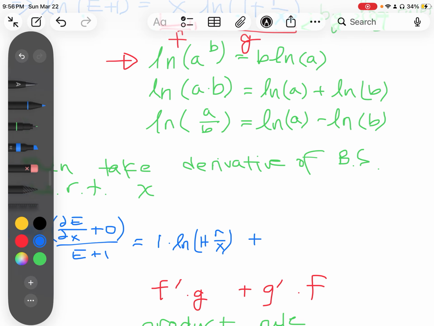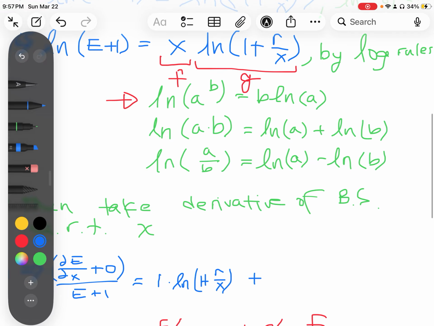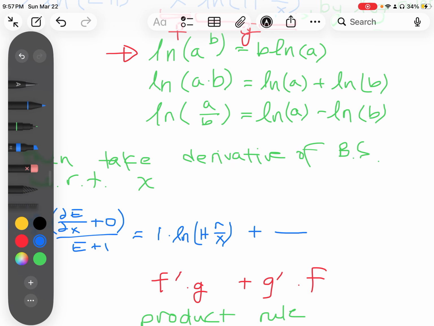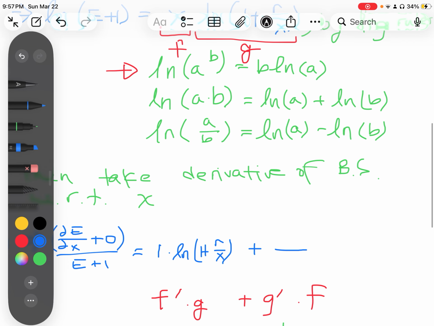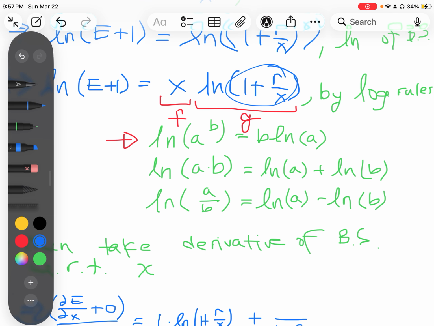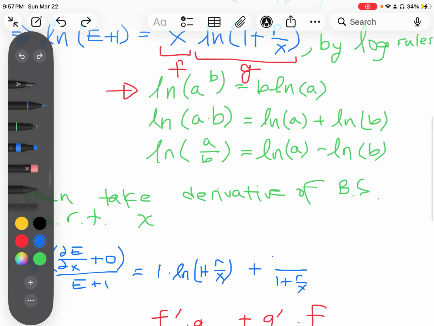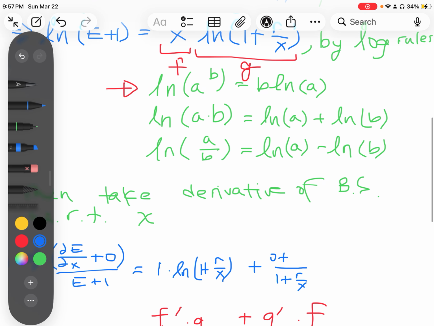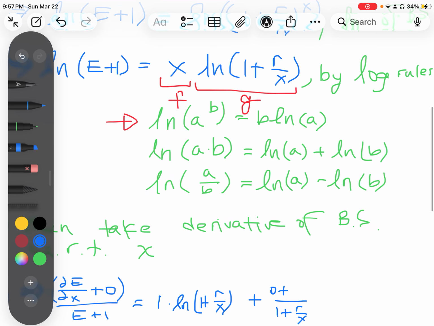So what's the derivative of the second one? Derivative of g is, so we have a ln, so it's the derivative of the inside over the inside, right? So 1 plus r over x, and then the derivative of this inside part. What is that inside part? Well, derivative of 1 is 0, plus the derivative of r over x.